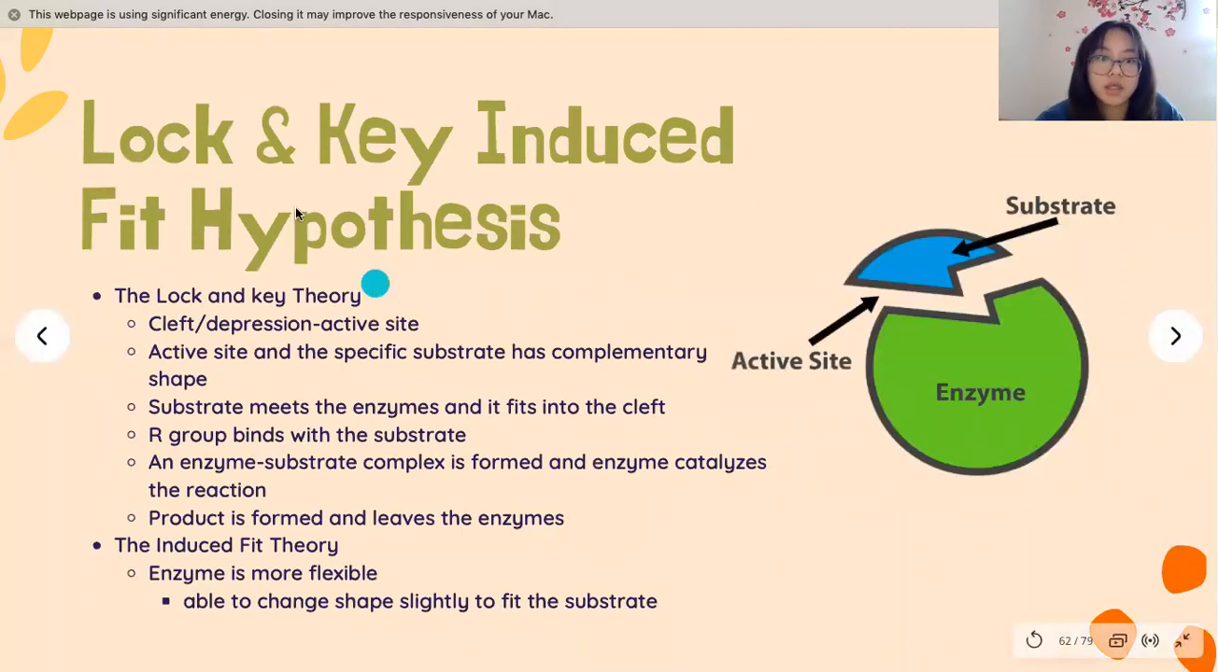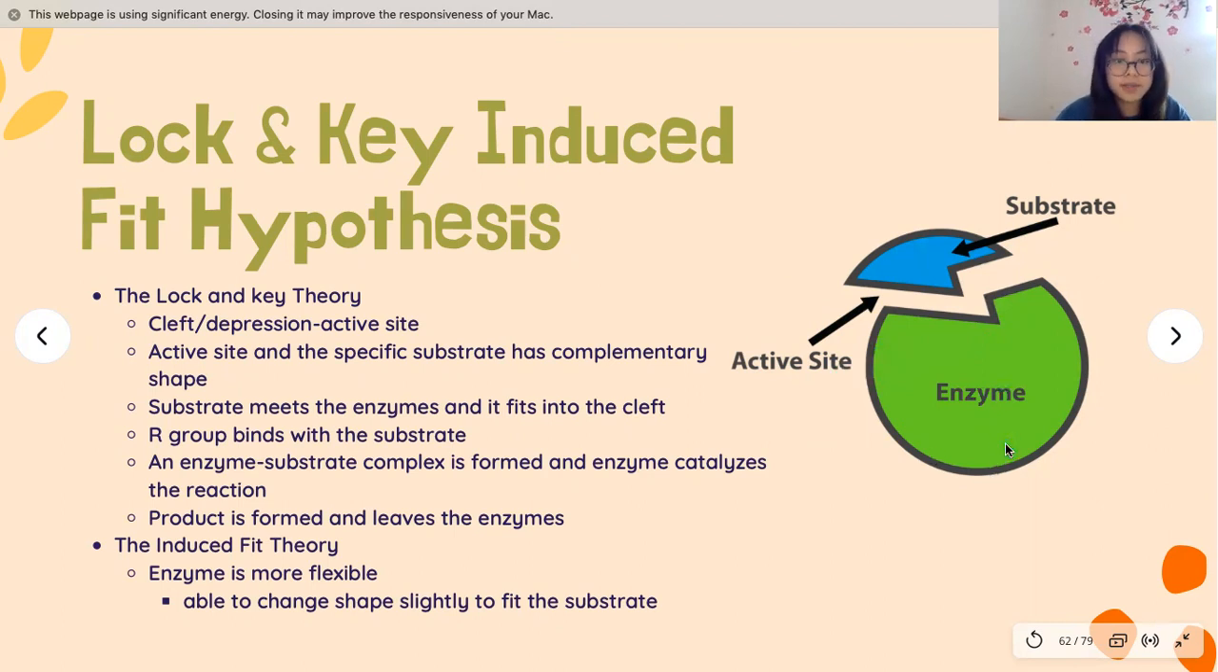So next is the lock and key and the induced fit hypotheses. The lock and key theory basically says that there's a cleft or depression, which is the active site, as you can see here. The active site and the substrate have a complementary shape. The substrate meets the enzyme and fits into the cleft. The R groups bind with the substrate and the complex is formed, and the enzyme catalyzes the reaction. The product is formed and leaves the enzyme, and the enzyme is left completely unchanged.